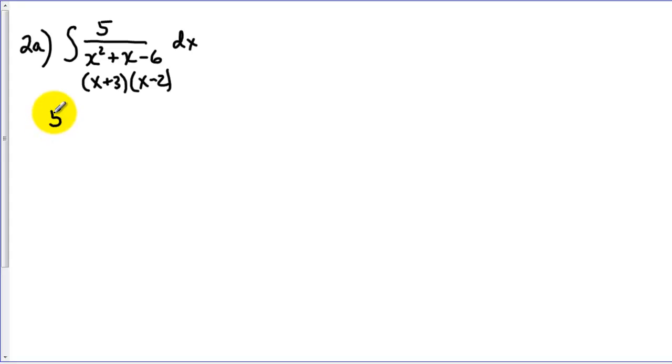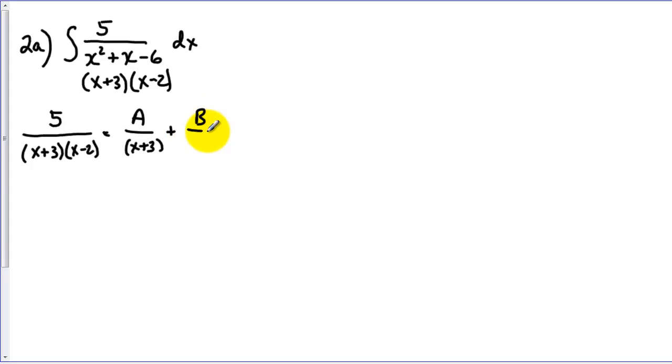If you remember from the tutorial video, we start with our fraction with the factored denominator, and then for each unique factor in the denominator, we're going to split this up into separate fractions, or the partial fractions. And there will be some constant in the numerator that we have to figure out.